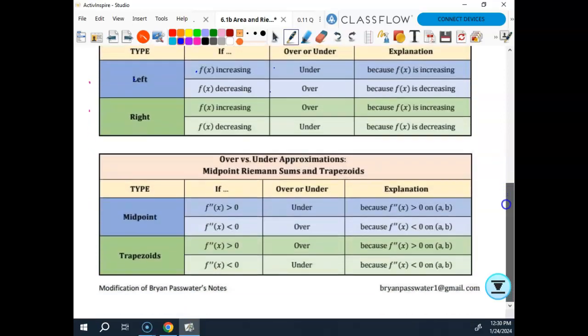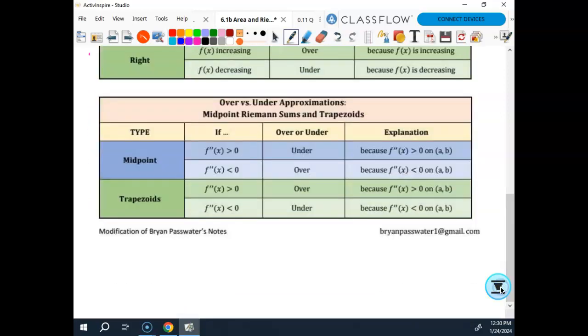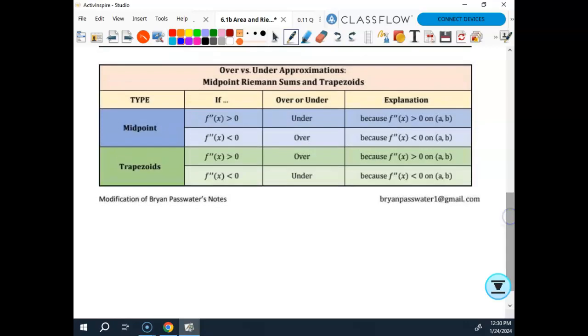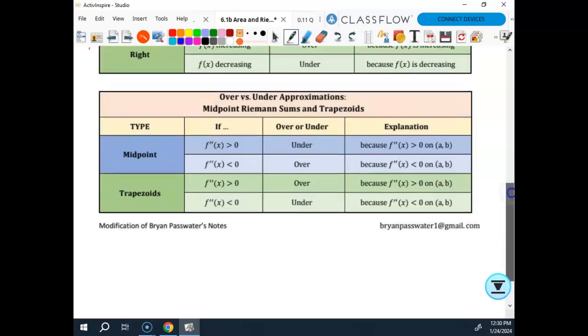Now, the midpoint and the trapezoids get a little weirder here, but here is what's happening and what's really going to help you figure this stuff out.